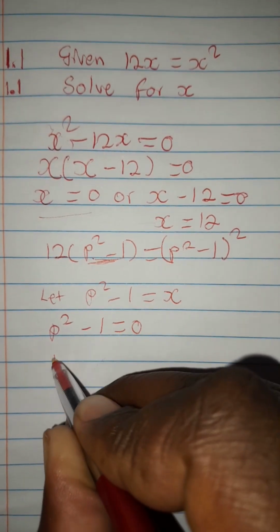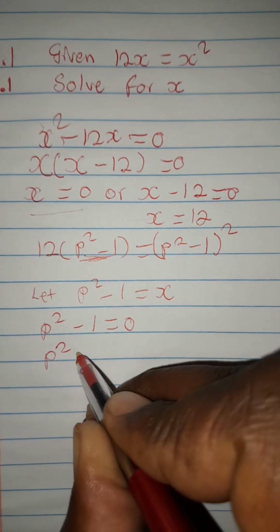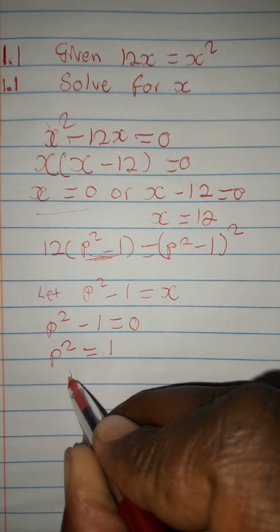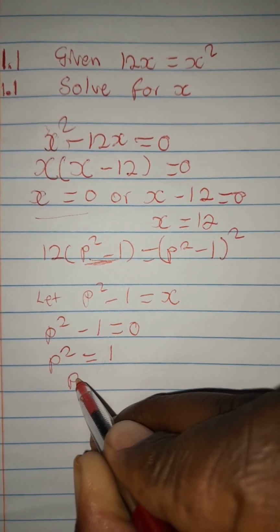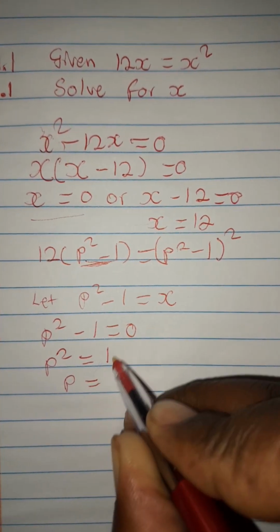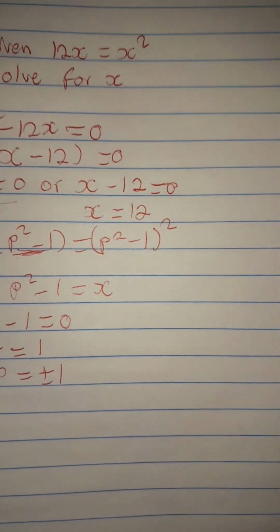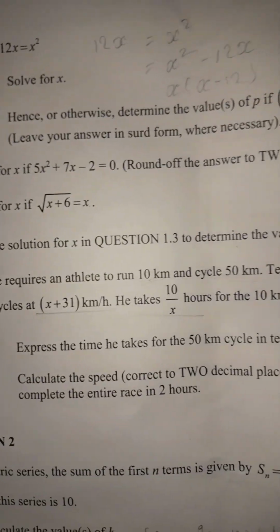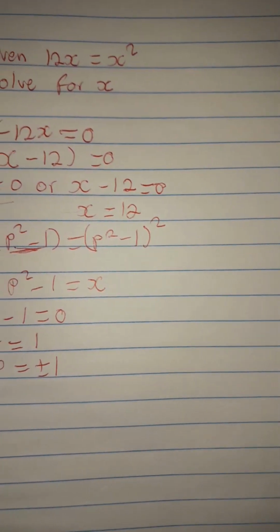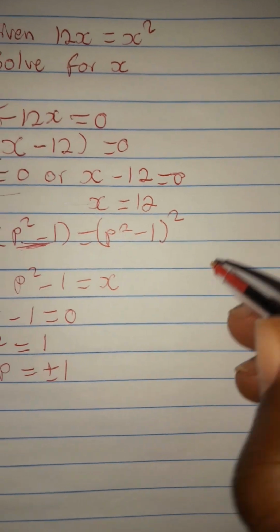Let's start with 0. So p squared, take negative 1 to the other side, this will be positive 1. Then the square root of p squared will be p, and the square root of 1 will be plus or minus 1. Remember that they said leave your answer in surd form where necessary, meaning that one of the solutions must be in surd form.